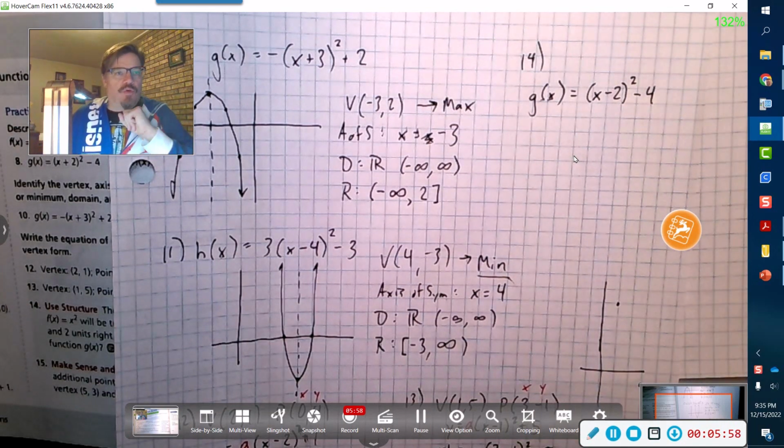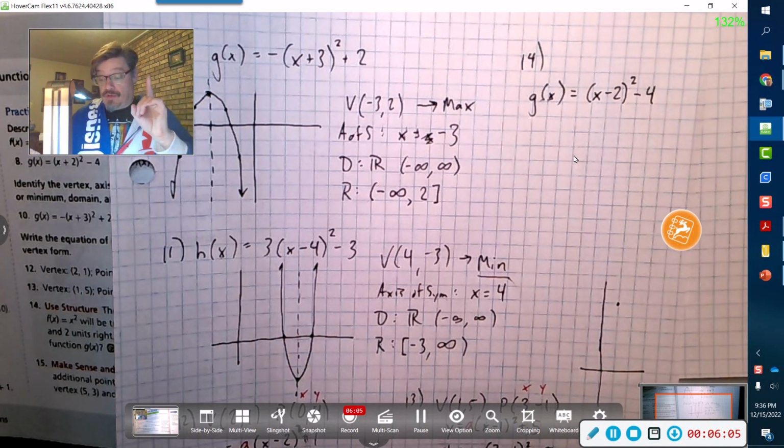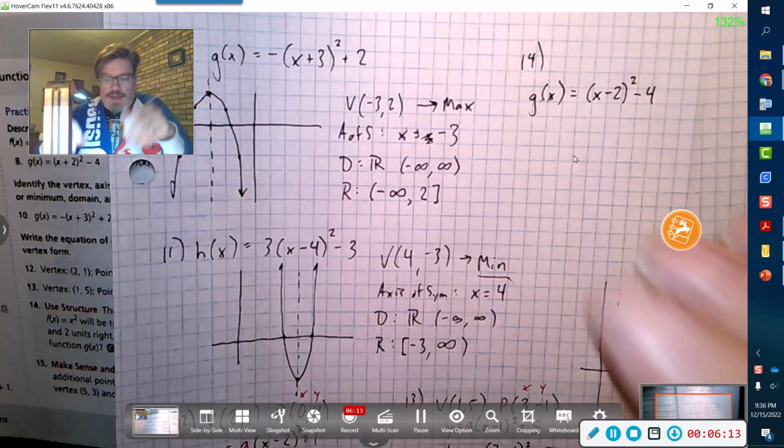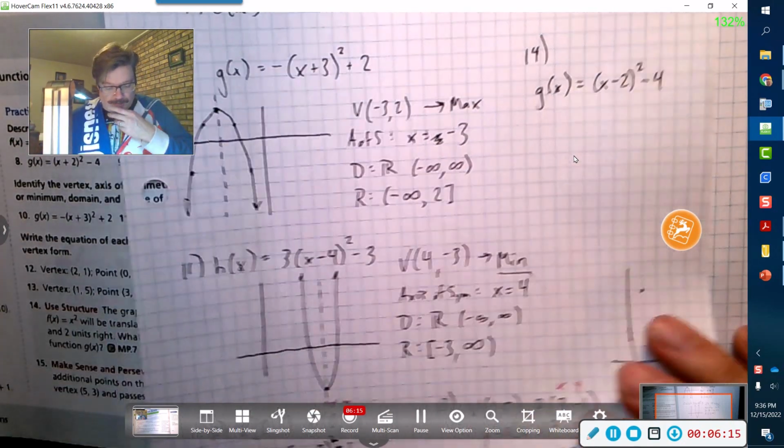I can't remember who it was, a couple of you asked: it doesn't say anything about stretching or compression, so what should I do for my A? And I thought that was a really good question. You leave it as just 1 because it's not mentioned. If it's not mentioned, the parent function is just not going to warp. Okay? It's just going to be a rigid transformation.